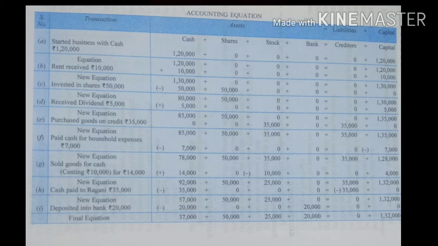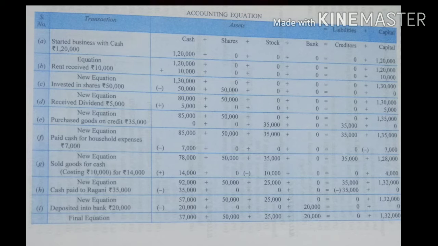Then purchase goods on credit. When you are purchasing on credit, no doubt two things are coming here. One is purchase increase. Someone else also increases, that is your creditor. Both are increasing. So again we are fulfilling our accounting equation terms.